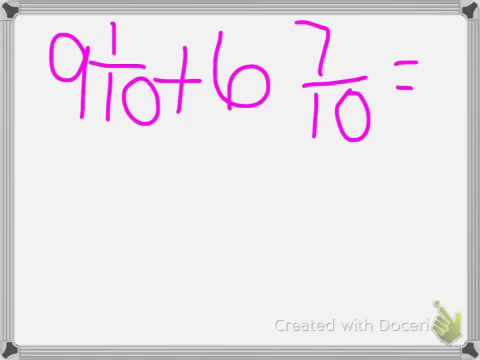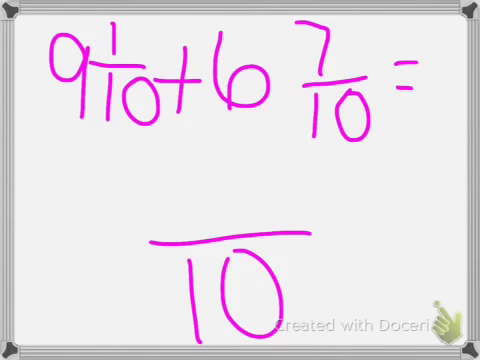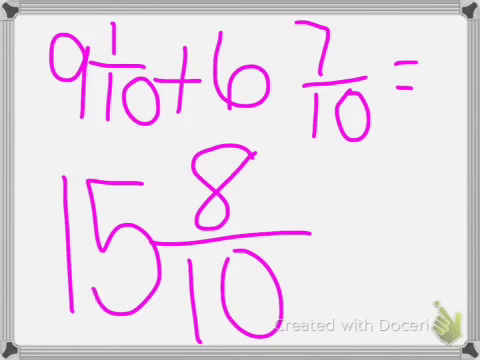First, we are going to find our denominator. Which is 10. Next, we're going to add our numerator. Which is 8. Finally, we are going to add our whole numbers. Which is 15. Our answer is 15 8/10, but we have to simplify 8/10.